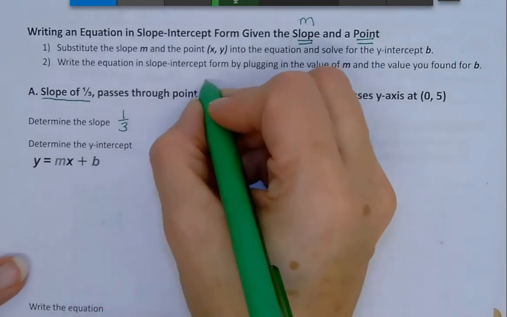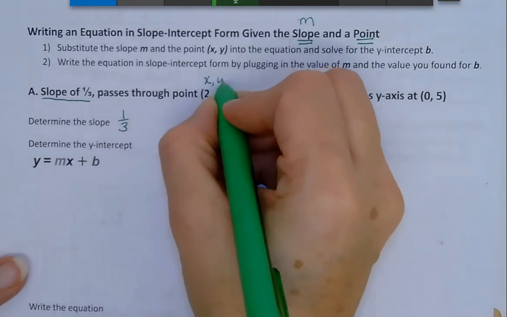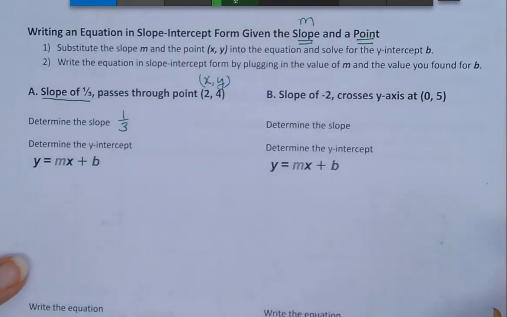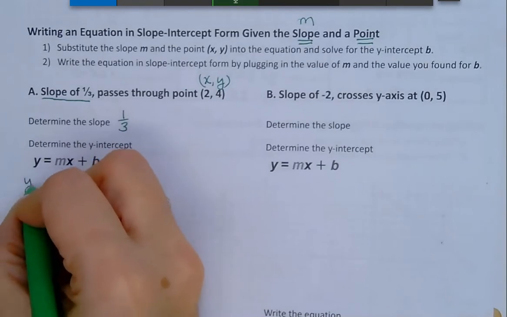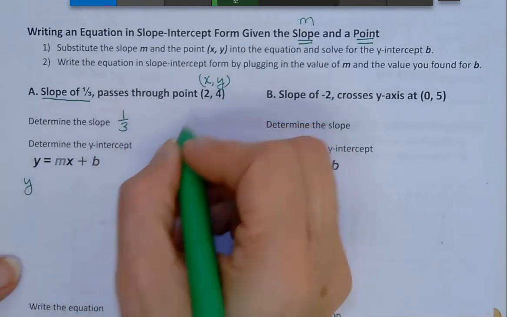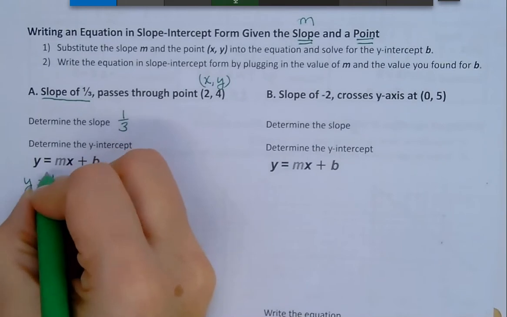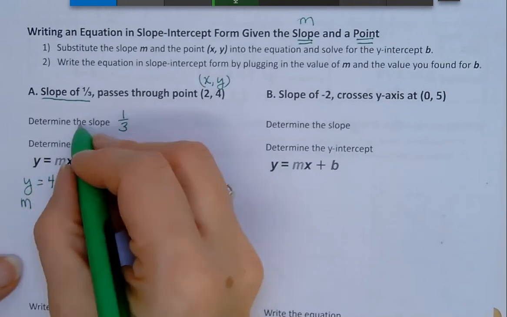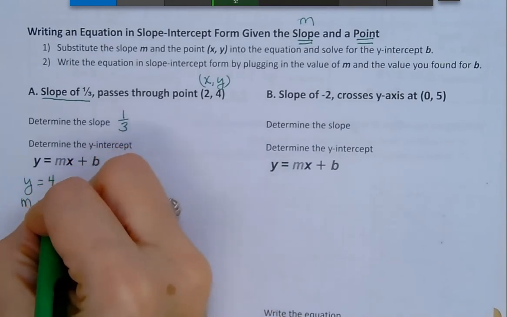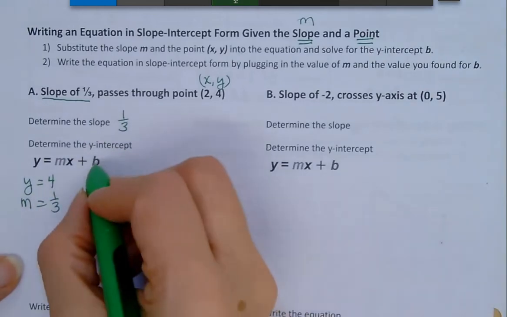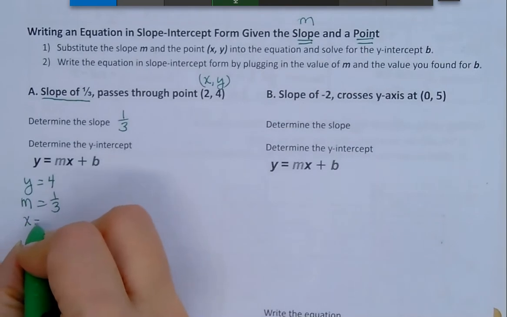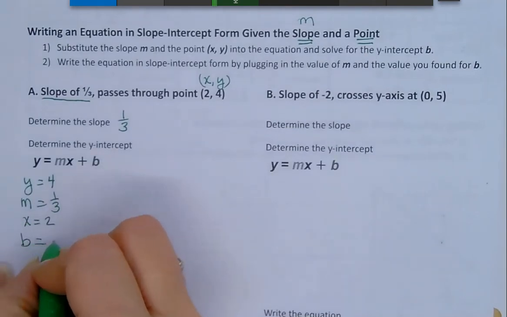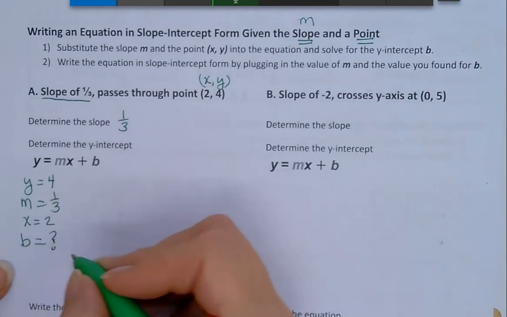So in this case, if I look at my ordered pair, I have an x, y. Every single ordered pair is always an x and a y. So watch this. I know my y, because I'm going to look right back up here. Y is 4. I know my m, because they told me the slope is 1/3. M equals 1/3. I know my x. X is 2 in that ordered pair. And b is the thing I don't know. That's what I want to find out. So that's a question mark there.